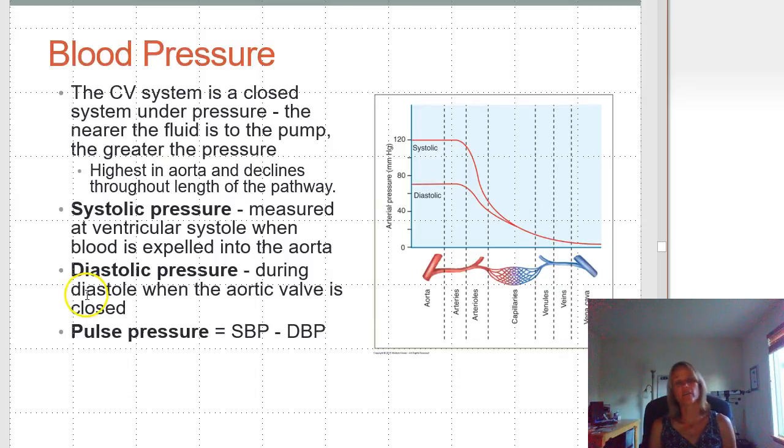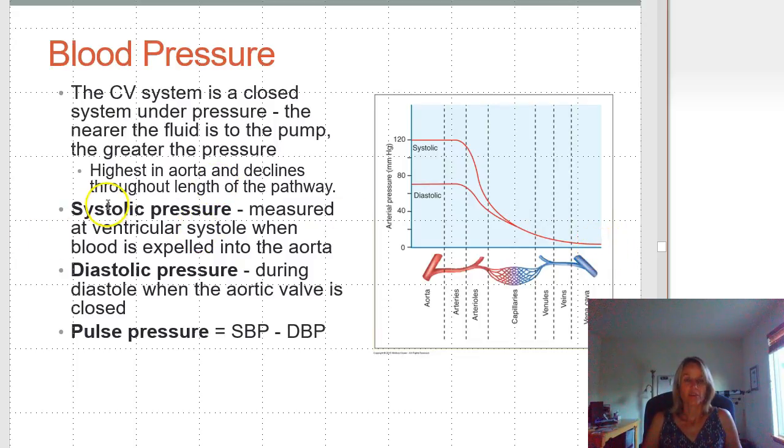So remember, the cardiovascular system is a closed system under pressure. So the pressure is greatest near the pump. So the greatest blood pressure is in the aorta, and then this declines as we go all the way back to the heart, with it being lowest in the vena cava.